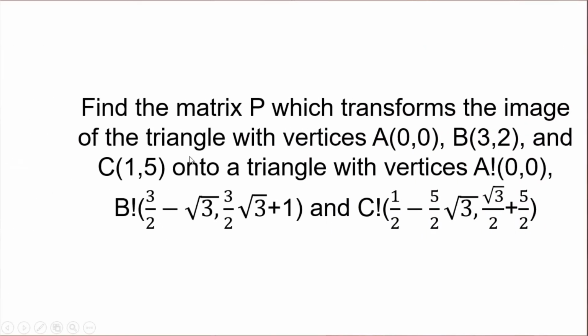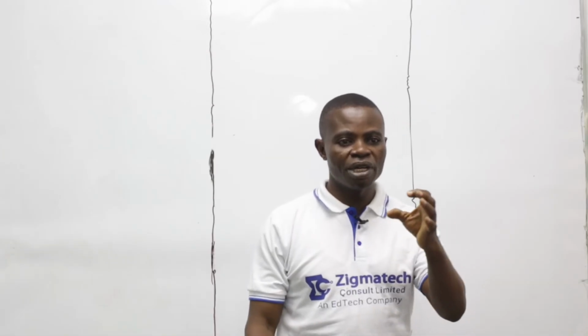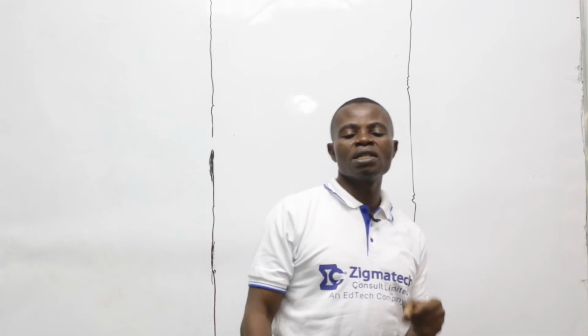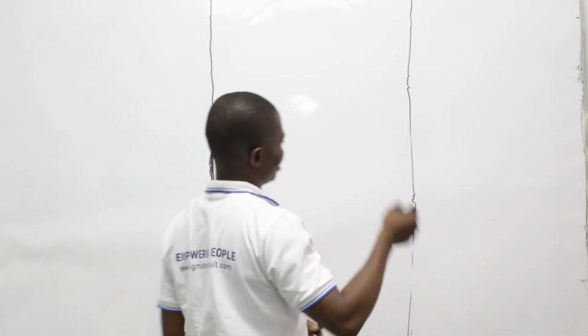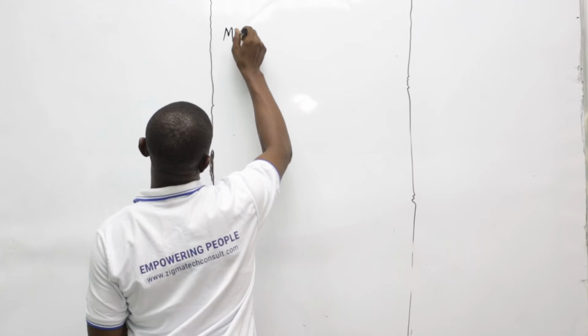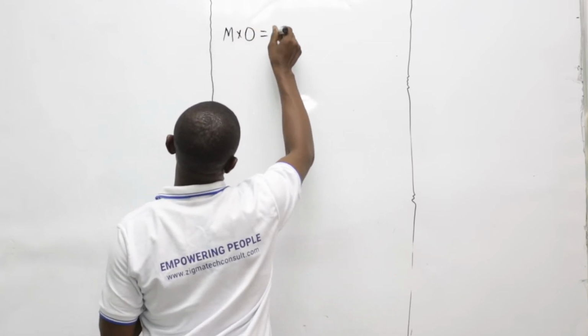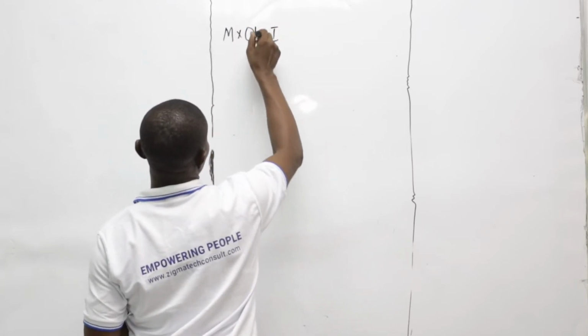Next question. We have: find the matrix P which transforms the triangle with vertices A(0,0), B(3,2), and C(1,5) onto a triangle with vertices A'(0,0), B'(3/2 minus root 3, 3/2 root 3 plus 1). Okay, let's look at that question. So the question is, find the matrix P that transforms, meaning they are looking for a matrix. Recall that matrix M multiplied by object equals who? Image.